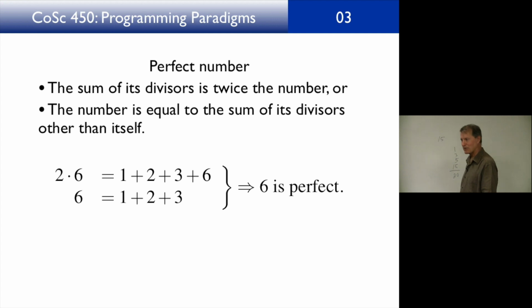Oh, I should have asked you if you knew what a perfect number was. 6 is an example of a perfect number. Check it out, sports fans. What are the numbers that divide 6? 1, 2, 3, and 6. If you add them all up, 1 plus 2 is 3, plus 3 is 6, plus 6 is 12. 2 times 6 is 12. Or another way of looking at it, 1 plus 2 plus 3 is 6. So 6 is perfect. I always knew there was one reason I liked the number 6. It's perfect.